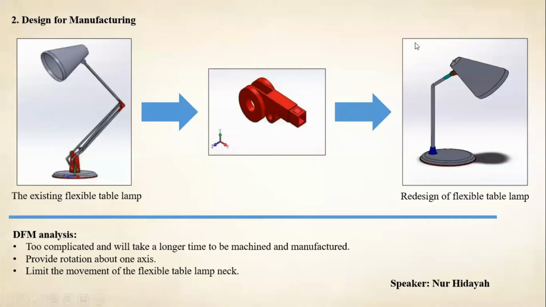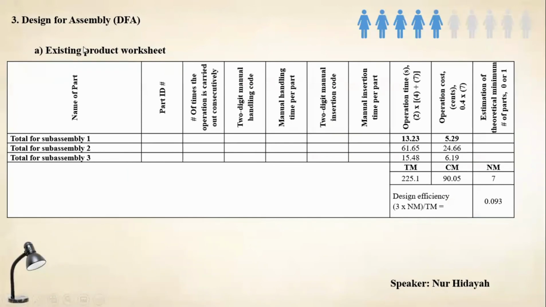Design for manufacturing. In this part, we choose the critical part of the existing design to do the DFM analysis. Based on the analysis, we found that the existing design is too complicated and will take more time to be manufactured. The joint also provides rotation on one axis only, which limits the movement of the flexible table lamp. So we do the DFA for the existing product.